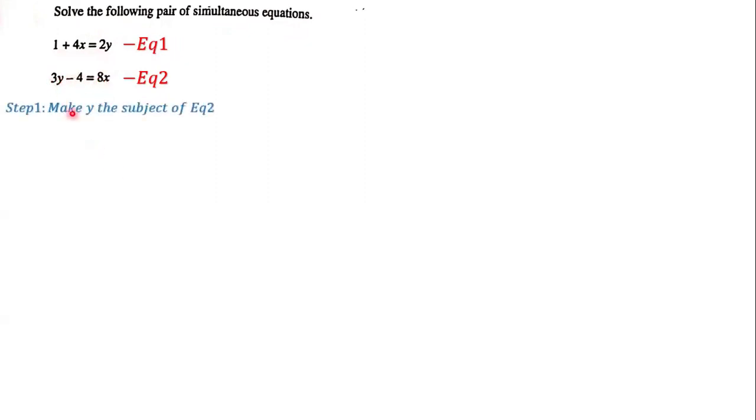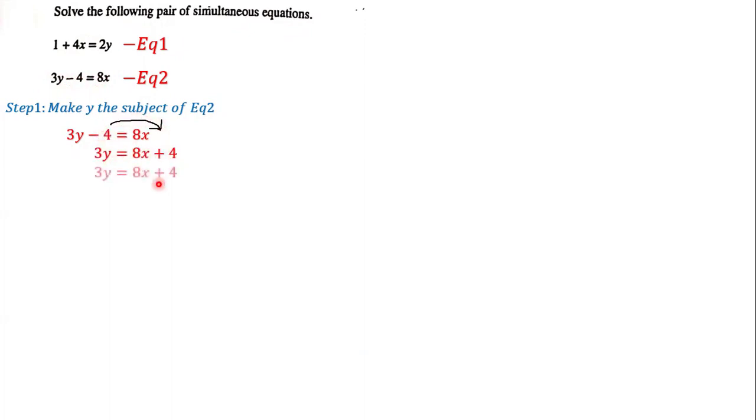The first thing we're going to do is make y the subject of equation 2. Equation 2 is 3y minus 4 is equal to 8x. How do we do that? Well, we take the negative 4 and we send it over the equal sign. And so what we actually have is 3y is equal to 8x plus 4. It was a negative, but when we send it over the equal sign, it becomes a positive.